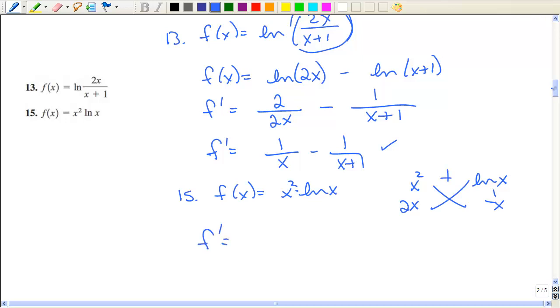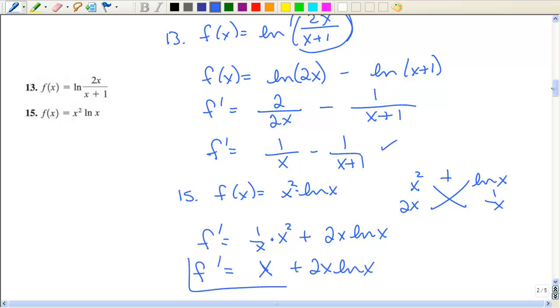So I have, let's see, 1 over x times x squared plus 2x times the natural log of x, and then just reducing, I think that's just going to leave me an x. There you go.